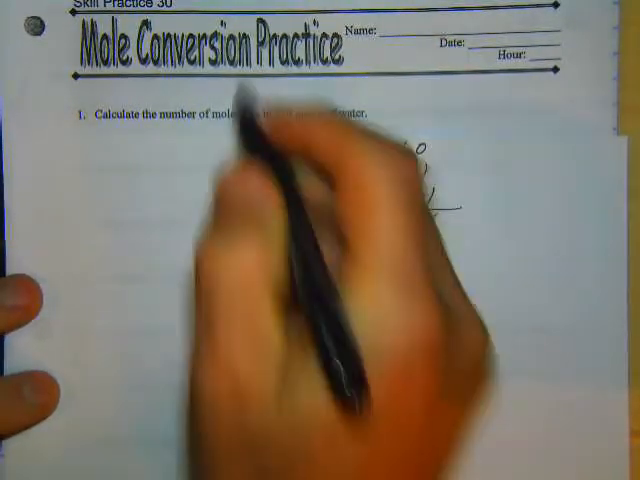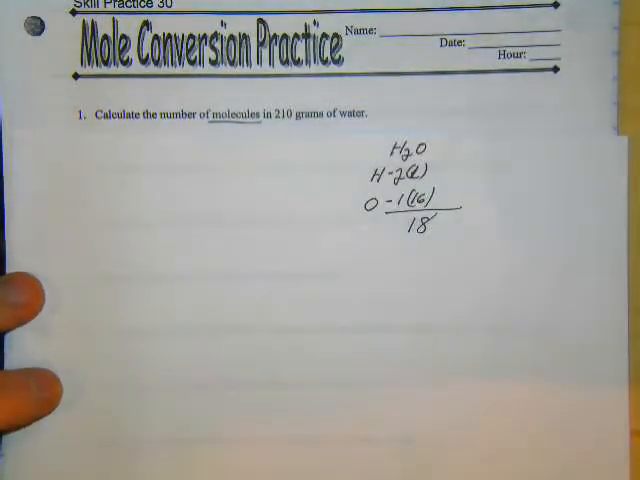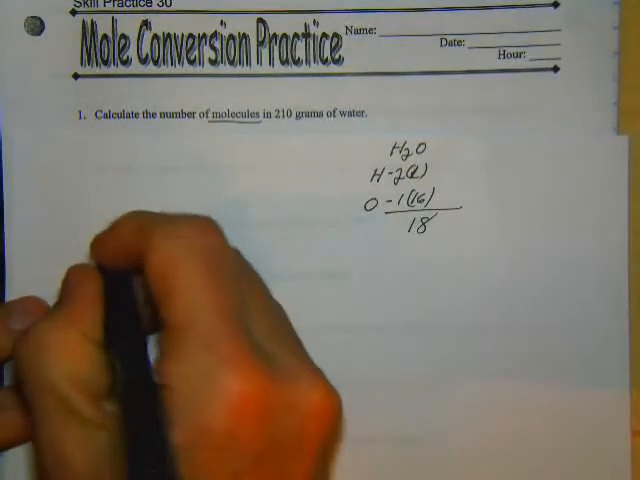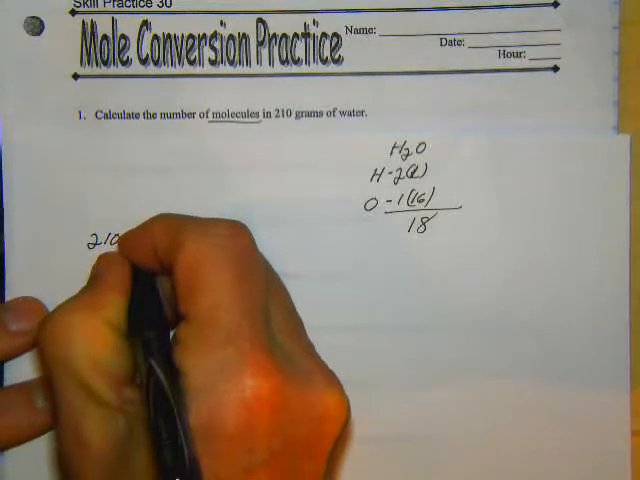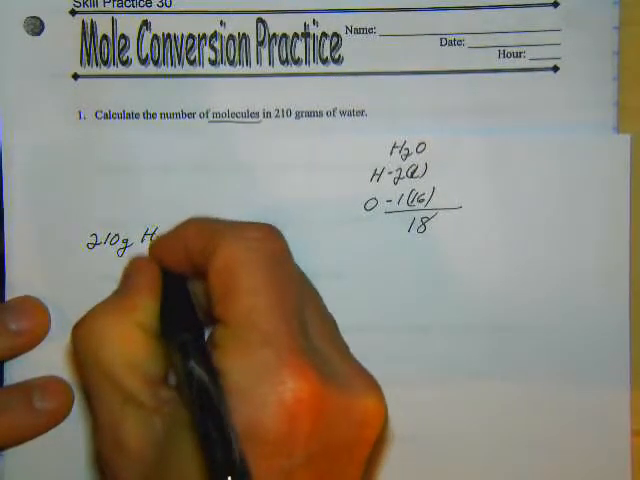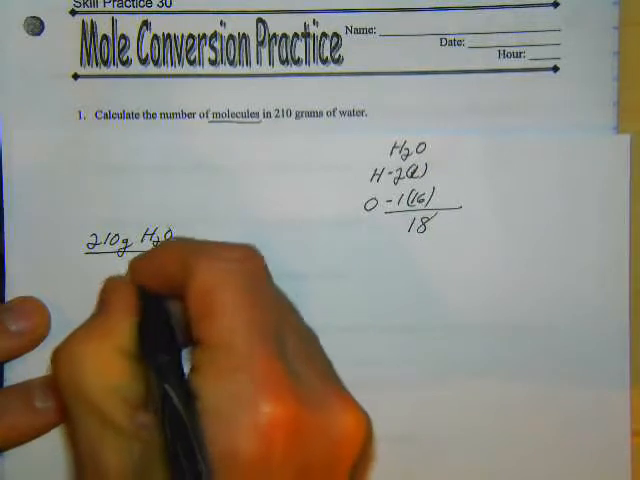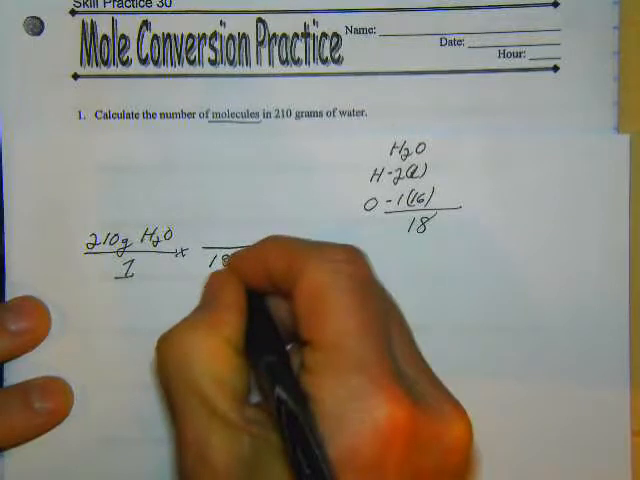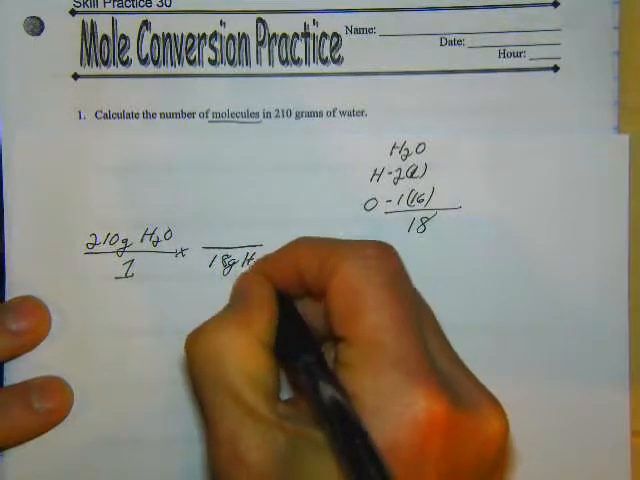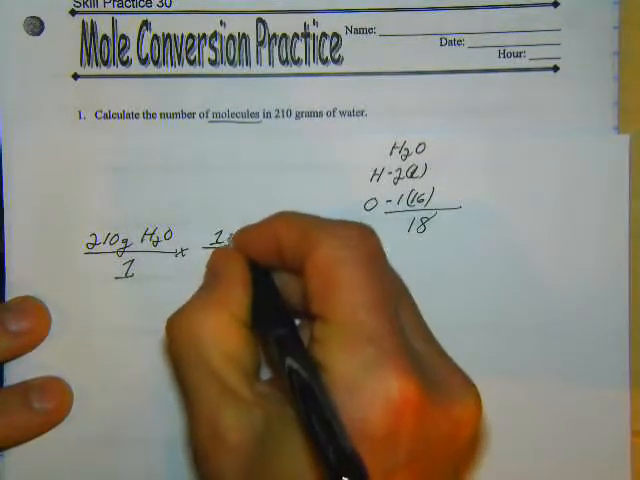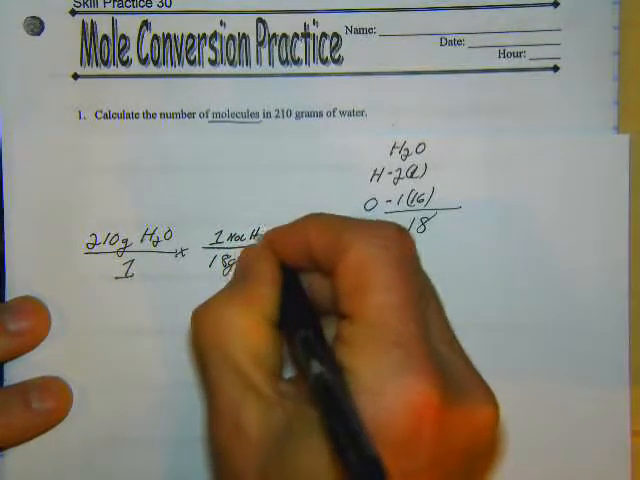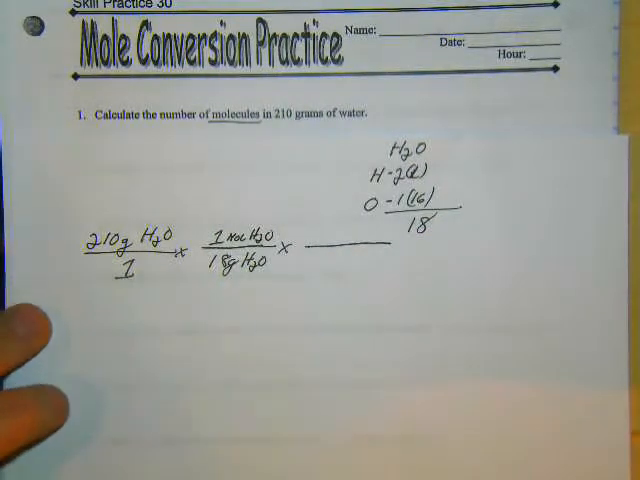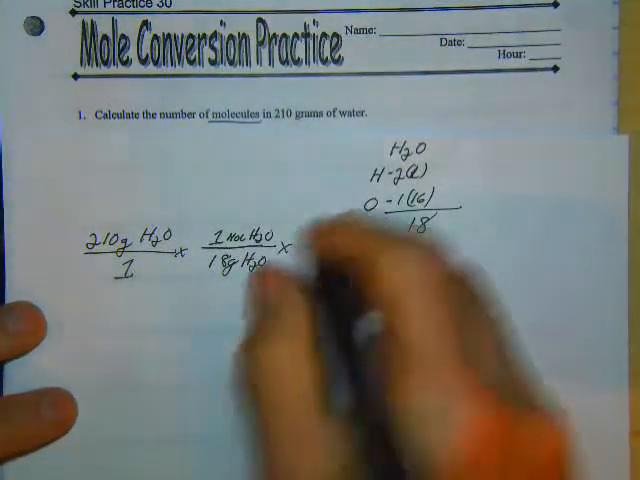And we want to go to molecules. Well, again, moles is our great equalizer, so we'll have to start there. So we have 210 grams of water. I would like to put things over 1. And we know there are 18 grams of water in 1 mole of water. And we're looking for molecules, so definitely we're going to end up using Avogadro's number.